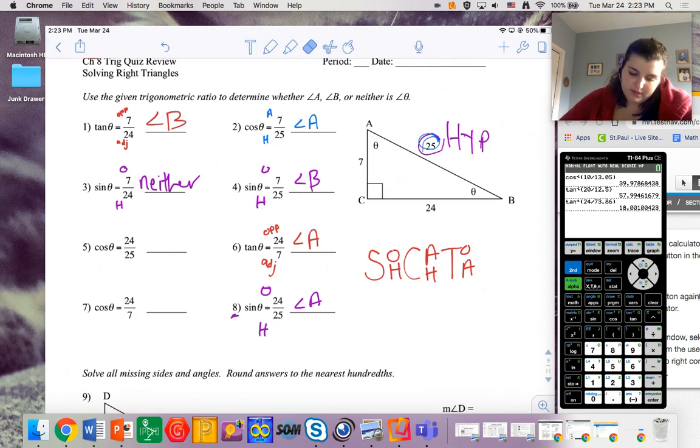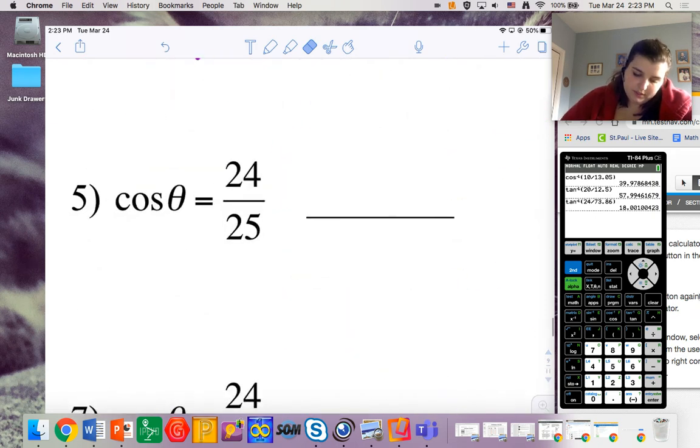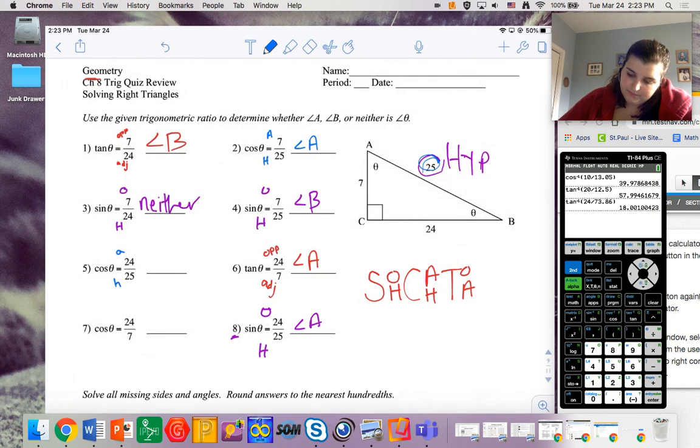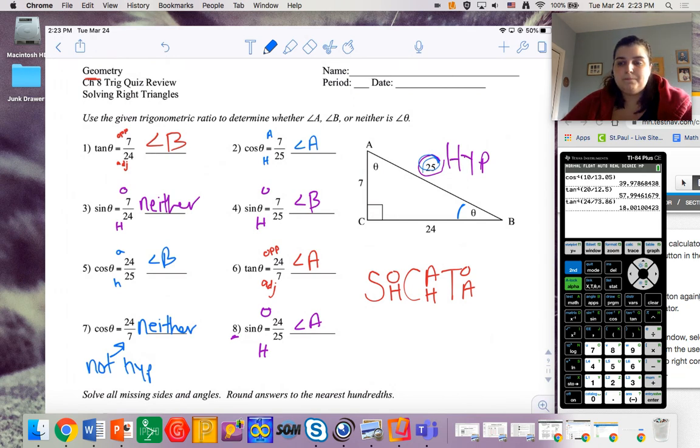24 over 25, I'm looking at number 5. Adjacent, oops, so I have my eraser on. Adjacent is next to B, hypotenuse 25. And this one, you see the problem? That's not the hypotenuse. So this is neither as well. Okay, sorry, just like looking at the top of my head a lot. Okay, moving forward.